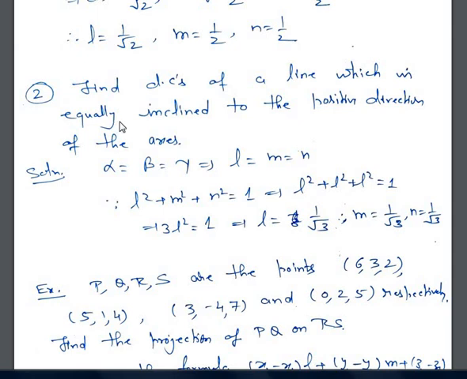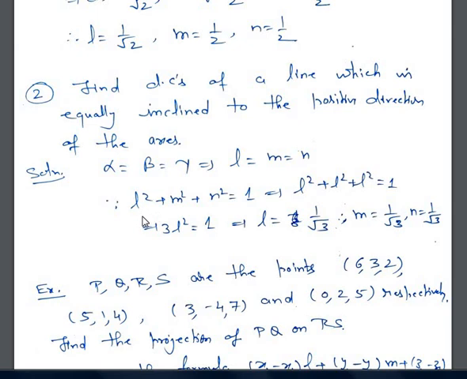Let's take one more example. Find direction cosines of a line which is equally inclined to the positive direction of the axis. Equally inclined means alpha, beta, gamma are all equal. Now because alpha is equal to beta is equal to gamma, therefore cos alpha, cos beta and cos gamma will be equal. That means L is equal to M is equal to N.